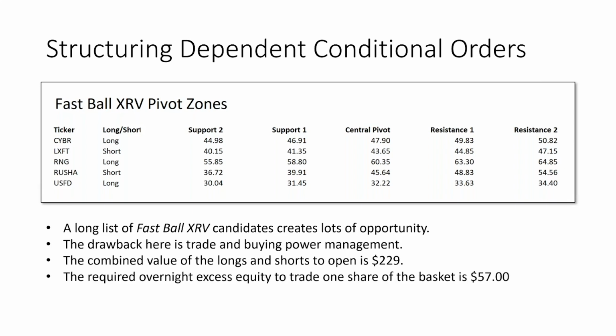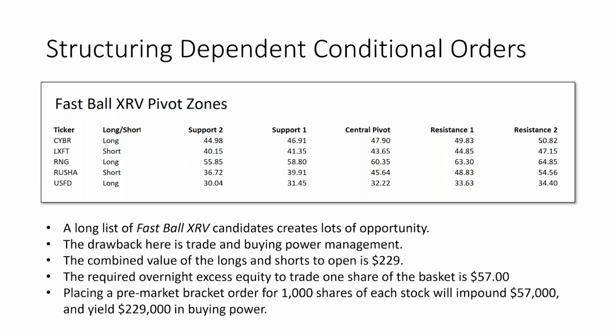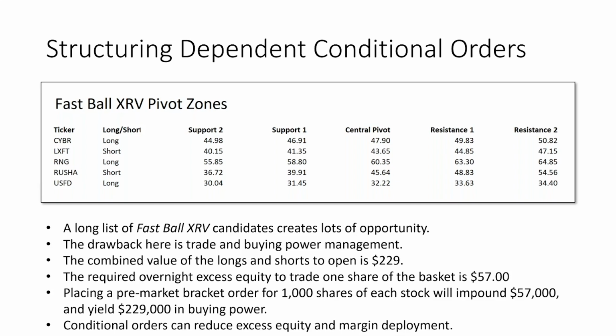And if you did it with a bracket order, then you need $57 per share that you're going to trade. So if you want to do 1,000 shares, it's going to impound $57,000 to give you the $229,000 of buying power to trade this during the first hour with a bracket. But if you do it with a conditional order, then it's only going to impound your margin at the point in time that the money is needed to execute the trade.